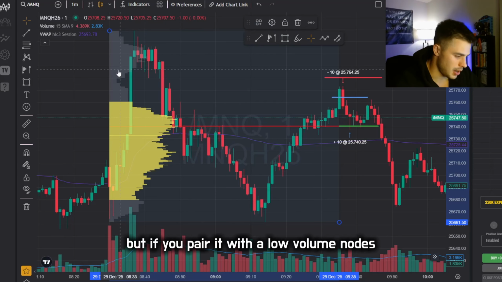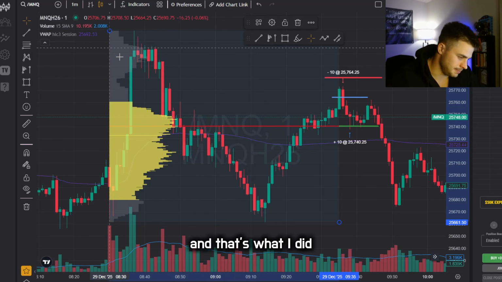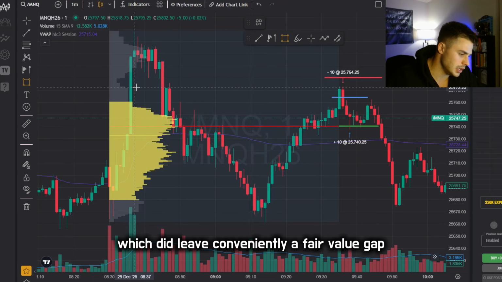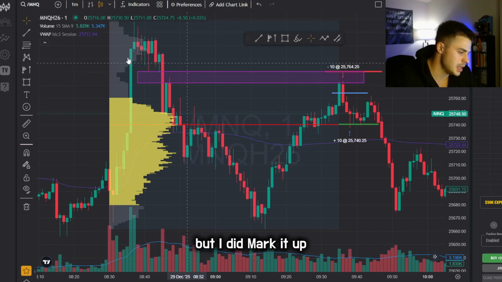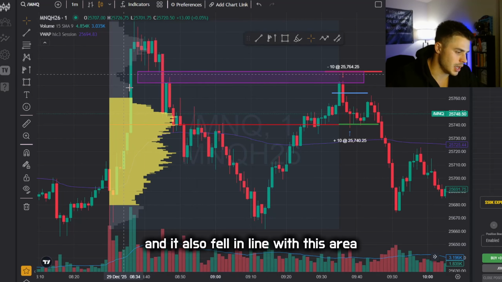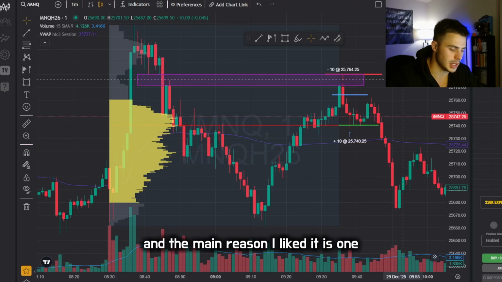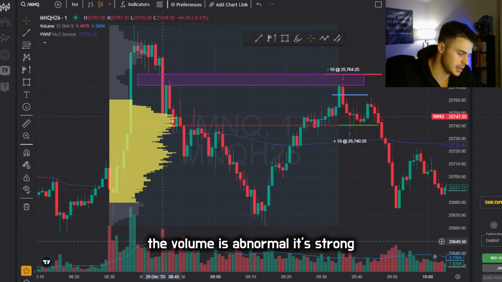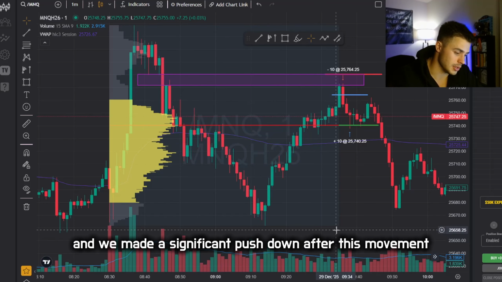But if you pair it with a low volume node, it has a lot more applicability, and that's what I did. So I saw that we had a strong move to the downside, which did leave conveniently a fair value gap. Now, like I said, don't put a lot of emphasis on this, but I did mark it up. And it also fell in line with this area, this ledge of volume. And the main reason I liked it is one, obviously, this is a strong selling move. The volume is abnormal, it's strong, and we made a significant push down after this movement.